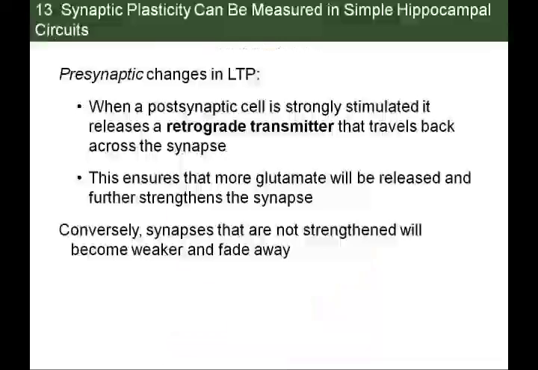Okay, so we talked about the retrograde transmitter. We talked about all of this. And any synapses that are not going to be used, so they're not going to go through this, what will happen to them is that they will fade away as they become weaker and they don't exist anymore. So synapses are a very dynamic process. Ones that are not used will just die away. If you don't use it, you lose it.